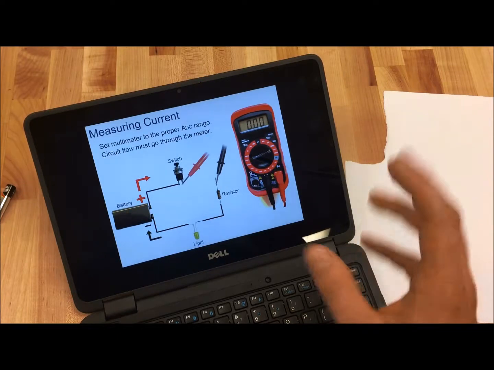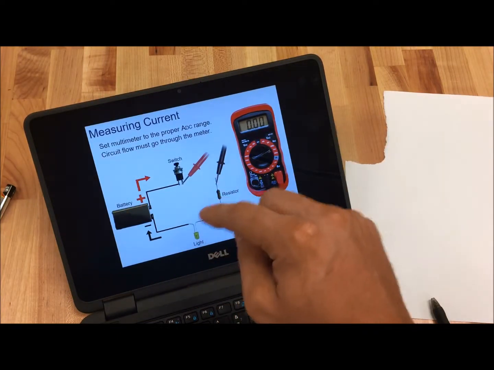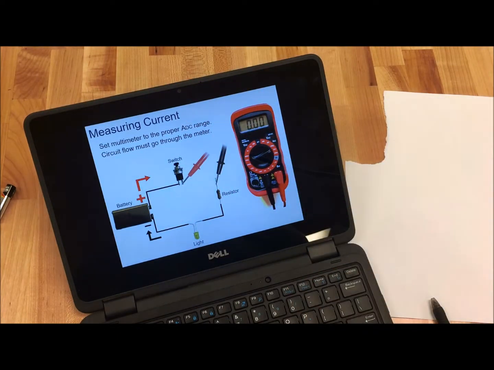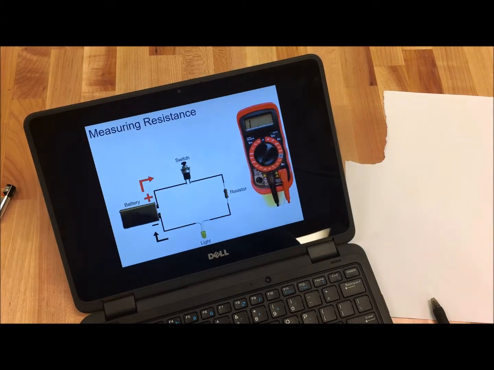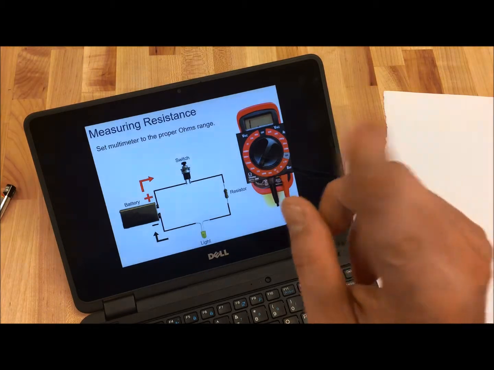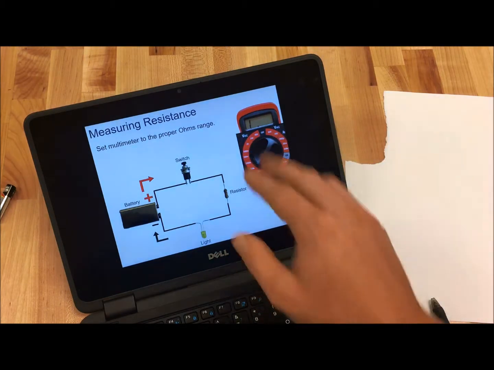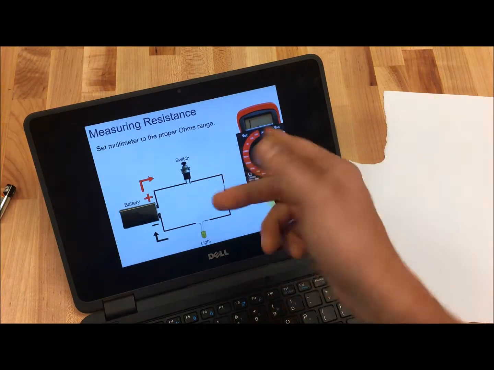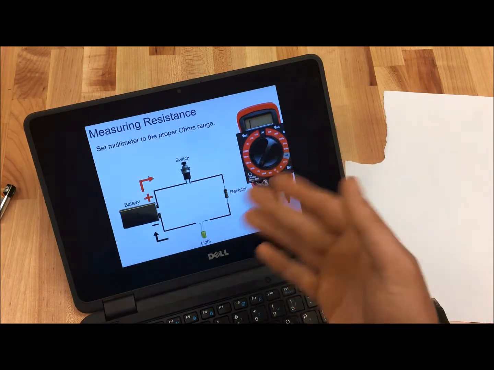Then you would do the same for switch to resistor, resistor to light, light to battery, battery to switch. Measuring resistance is just going to be like voltage. Once again, we make sure that the dial is at the correct location, start high, go low.